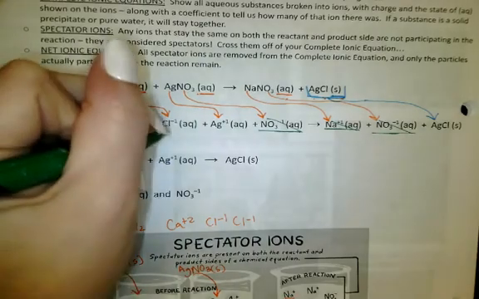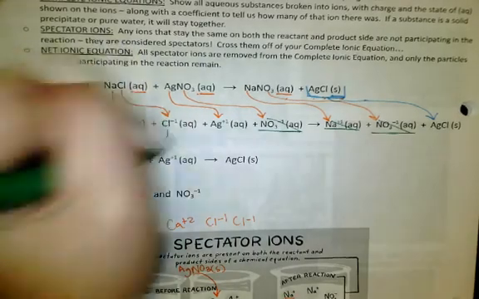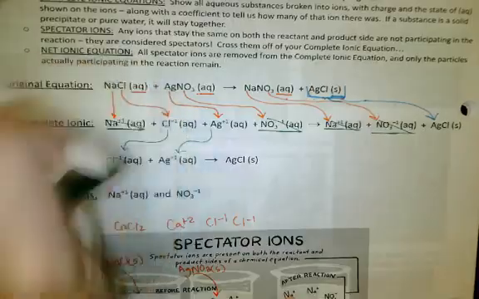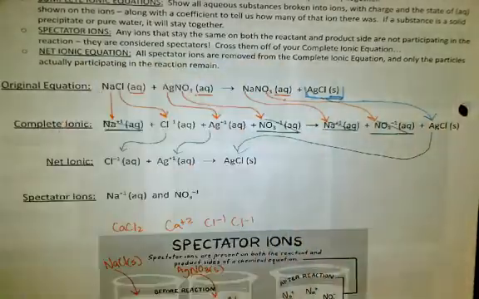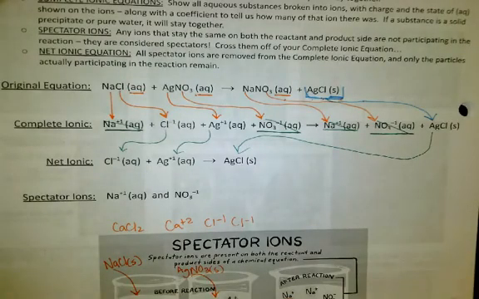What you're doing is you're writing down the ions that are reacting together to form the precipitate. Okay? So you're taking those spectator ions out and writing down the ions that form the precipitate. And the spectator ions are the sodium and the nitrate.